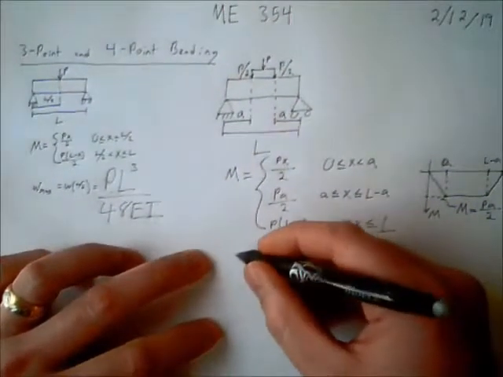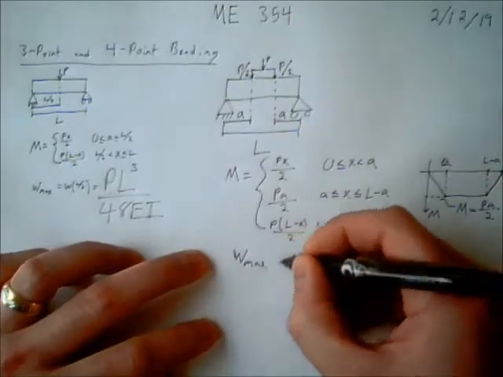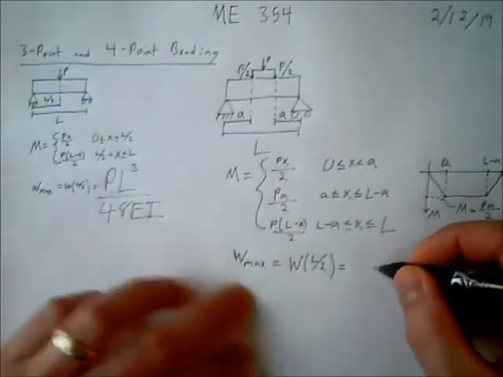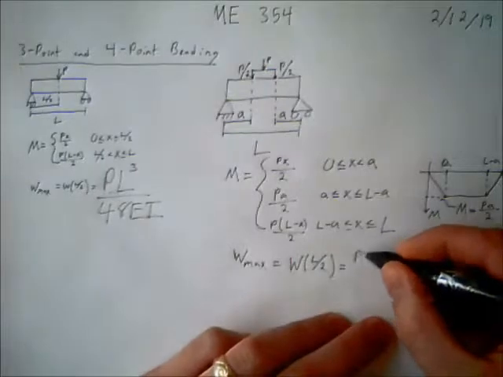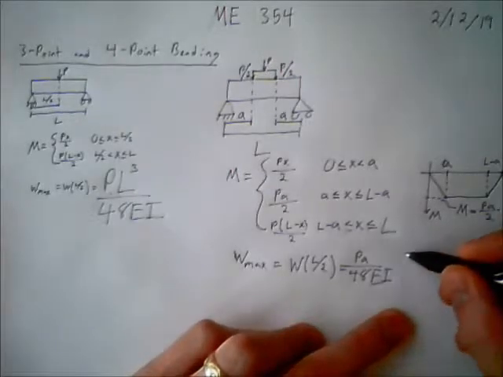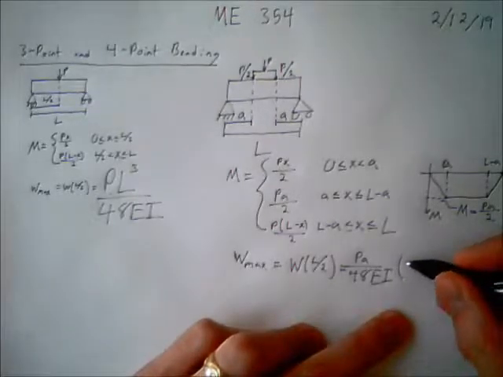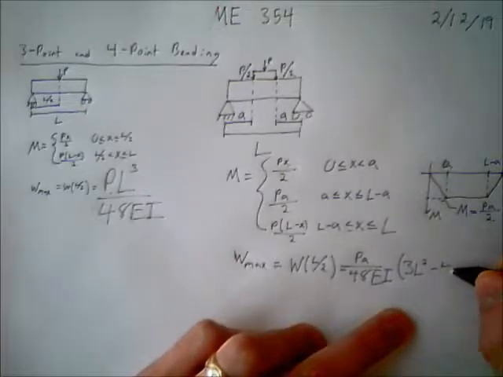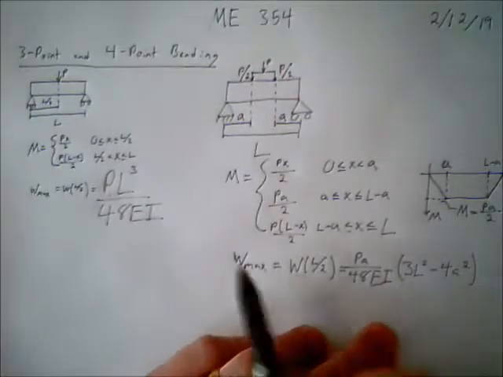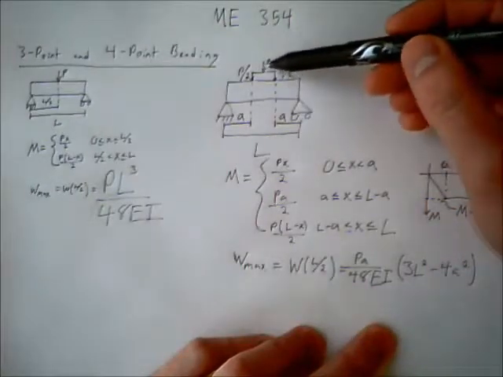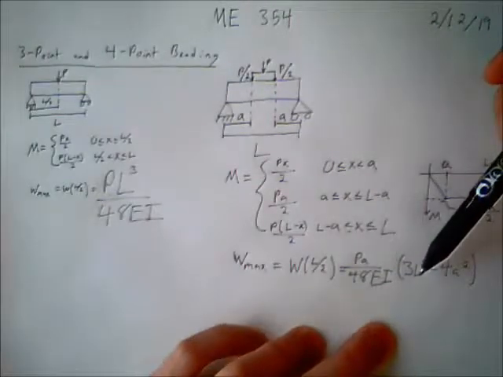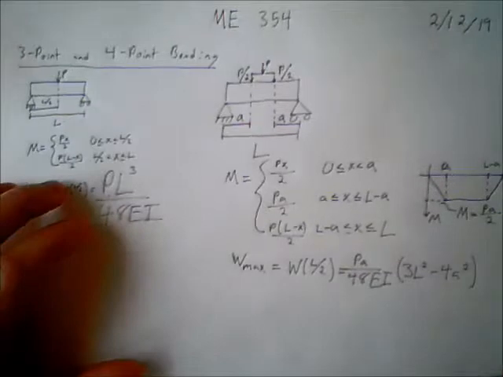Our maximum deflection now, W max, is also in the center. W at L over 2 is equal to now a little bit uglier of an equation, PA over 48EI times L squared minus 4A squared. And as a sanity check, if we plug in A as L over 2, meaning that these are both applied in the center, these end up back at what we had previously.